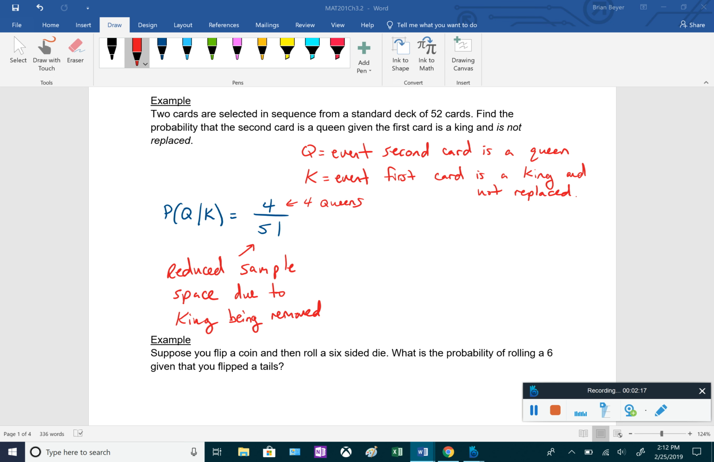We call that denominator, 51 here, a reduced sample space because the king was removed. So that's our answer. The answer is 4 out of 51, or as a decimal, 0.078. So either 4 out of 51 or 0.078 is the answer.